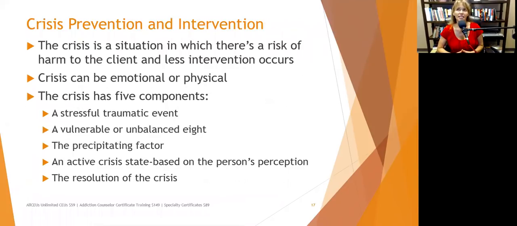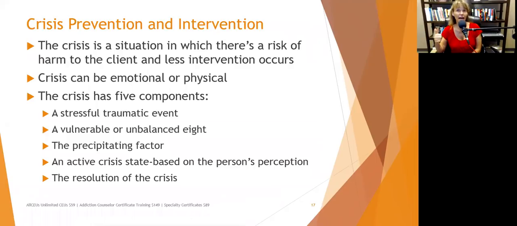Crisis is a situation in which there's a risk of harm to the client unless intervention occurs. And it's important to remember that a relapse can be a crisis. So we want to look at what can we do and how can we identify crises. Crises can be emotional or physical. A heart attack is a physical crisis. Depression is an emotional crisis. And crisis has 5 components, and you probably need to know these for your test.